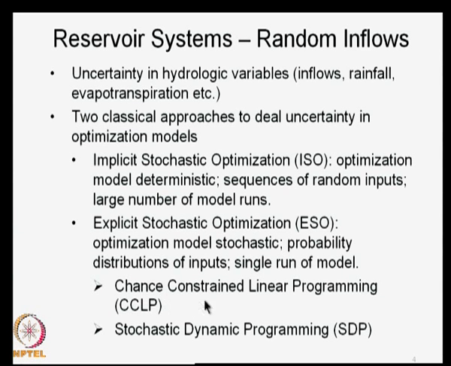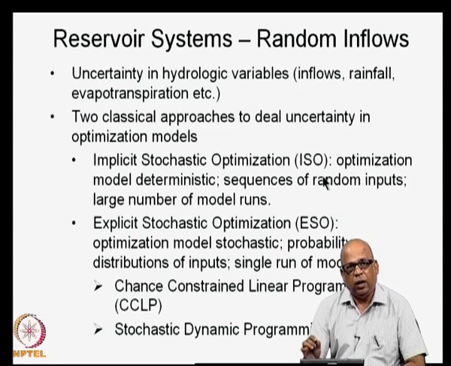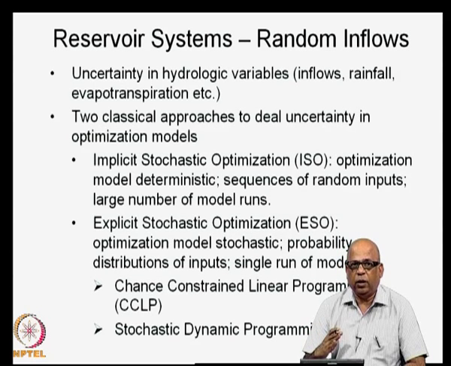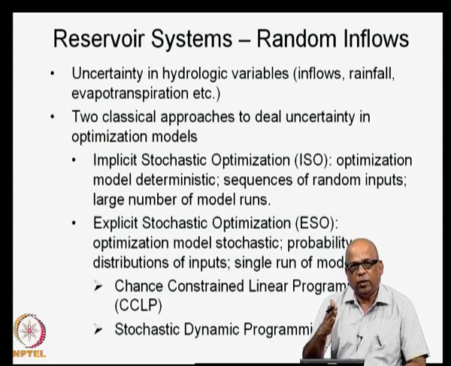One is the chance constrained linear programming, denoted as CCLP. Another is stochastic dynamic programming, SDP. The implicit stochastic optimization, I repeat, does not need any special treatment now, because the optimization problem itself remains the same as what we covered earlier in the deterministic optimization, except that you run the optimization model with several sequences.